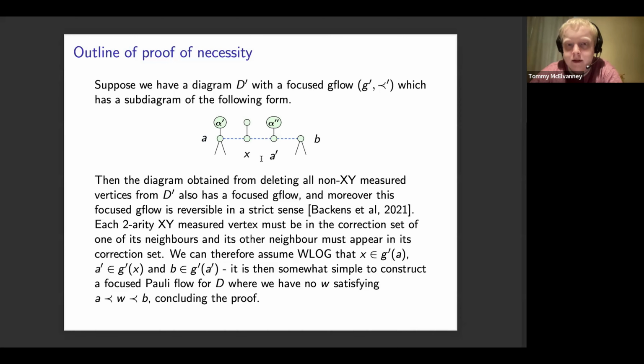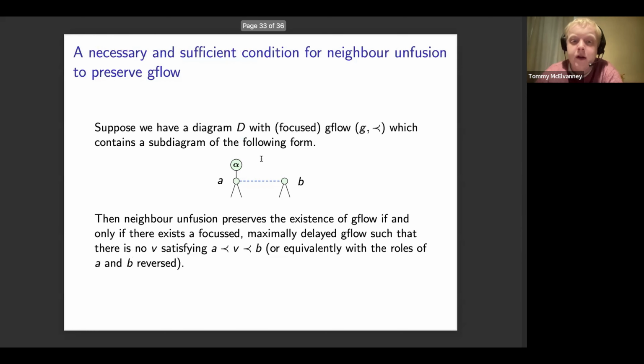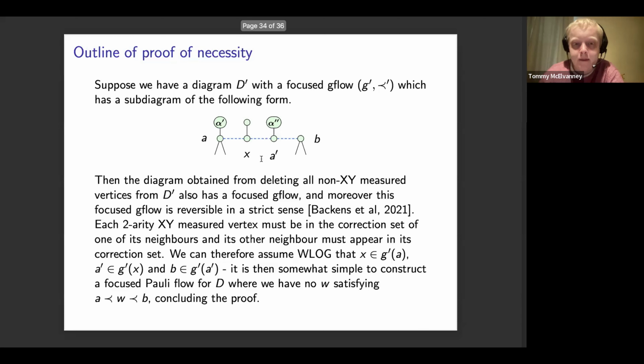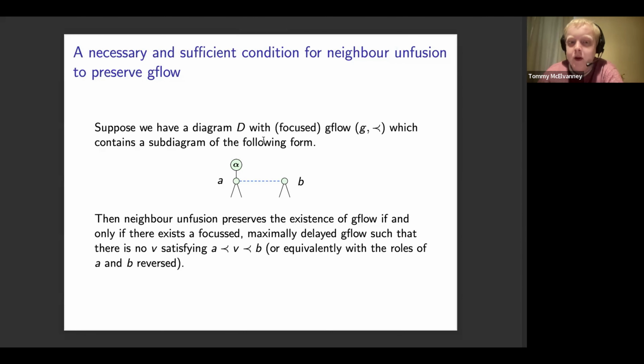And then knowing this, we can quite easily construct a Pauli flow, a G-flow, for the pre-rewrite diagram, because we know that A directly precedes X, and X directly precedes A primed, and A primed directly precedes B, and there's no other vertices coming between any of those measurements. We can construct a Pauli flow for this diagram where there's no V that comes between A and B.